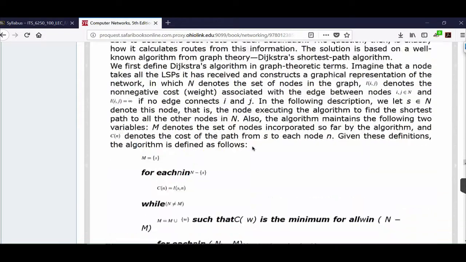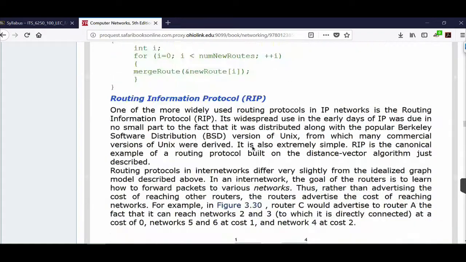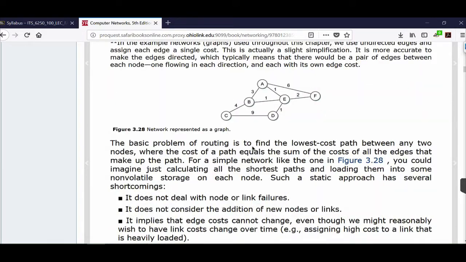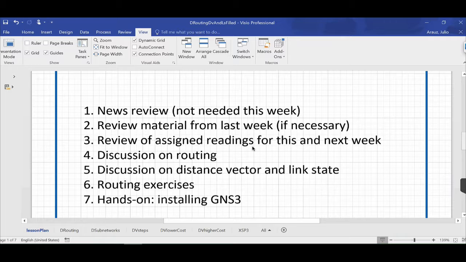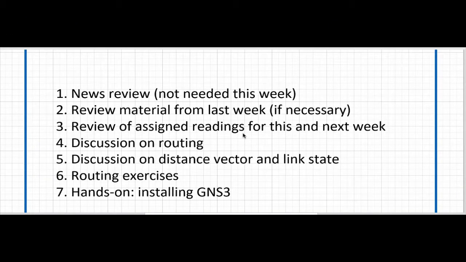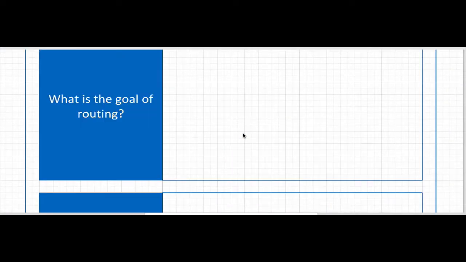Today we're going to focus on the actual algorithms for routing. We'll start with a discussion on routing, and then we're going to talk a little bit about distance vector and link state, based on the other videos that you watch for this week and your readings. And then we're going to work on a few exercises. Finally, we're going to be talking about how to install GNS3 on your VM on DigitalOcean. So let's start with the material for this week. Let's go and start with routing.